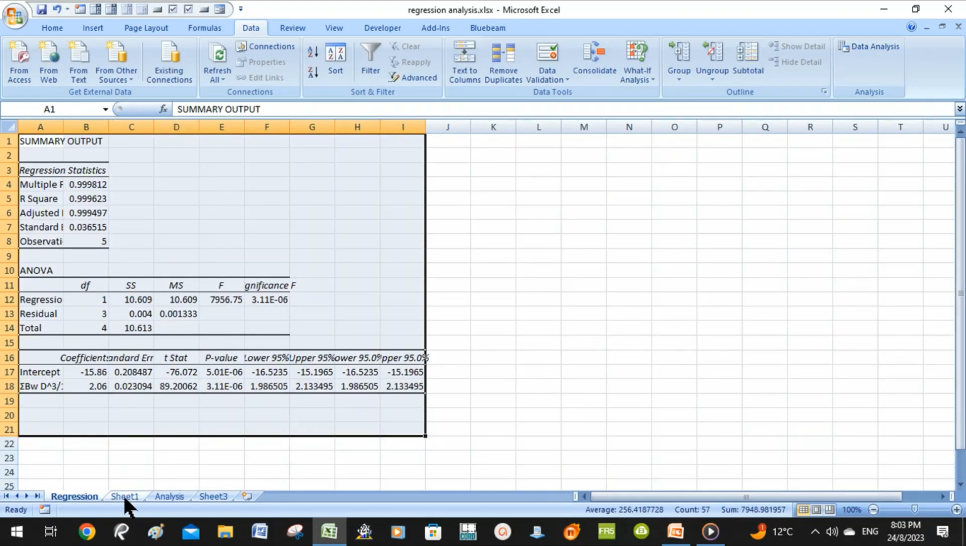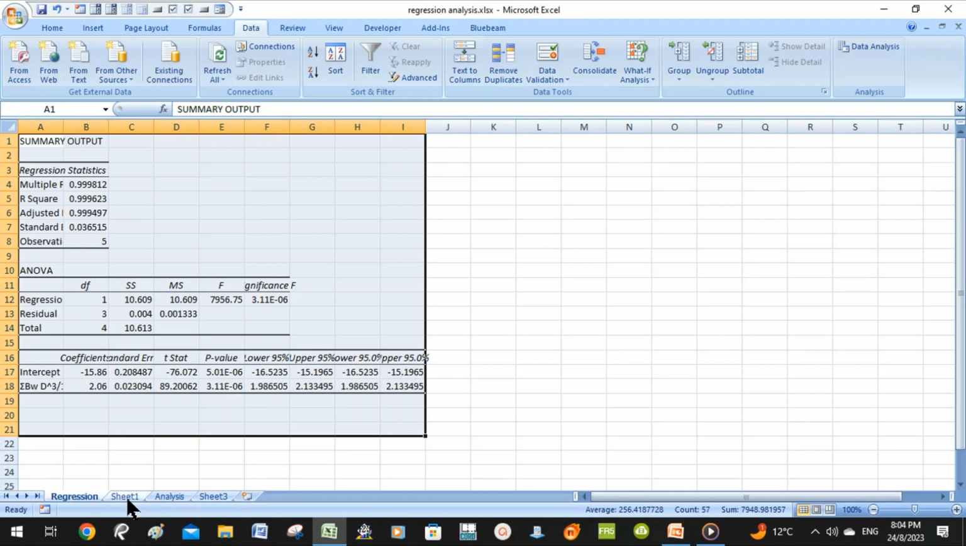Here we go. You can see the new worksheet called regression with the full data analysis, which includes the regression equation with the intercept alpha being minus 15.86 and the slope beta being 2.06. We can also see other data as well, such as the standard error for alpha and beta, as well as the p-value for the hypothesis testing. And this is a great tool for engineers. I believe every engineer should know this. It's a great estimating tool for data analysis.